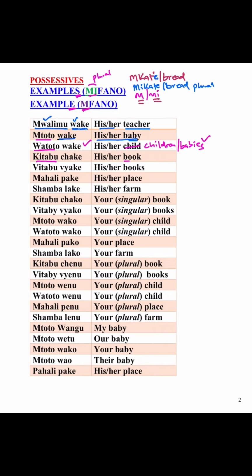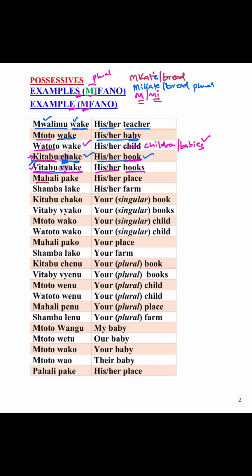Kitabu. Kitabu means book. So kitabu chake. So because this is an object, the book is an object, you use this ch. Kitabu chake, and then the ake part means his or hers. So it becomes his or her book. Kitabu chake. Vitabu vyake. The ch in singular has turned to vy, and then the ki has turned to vi. So ki is one book, vi is many. Kitabu is one book, that's book. Vitabu means books. Vyake, his or her books.